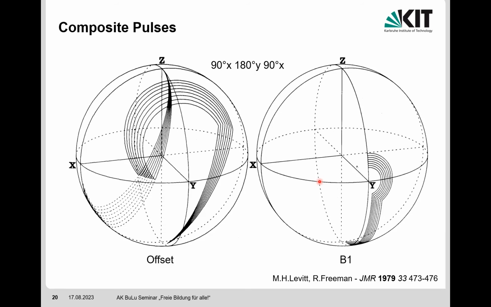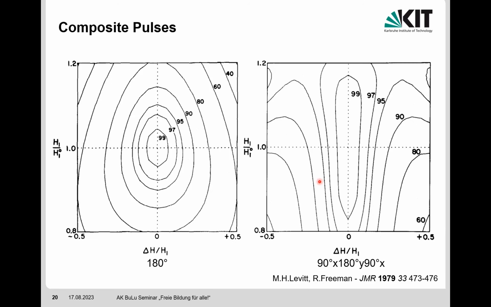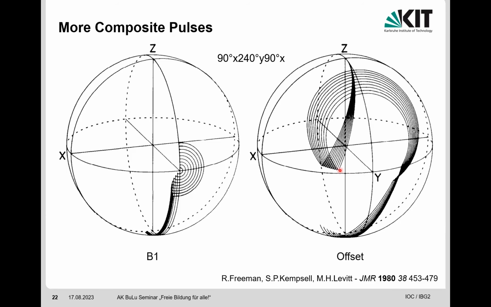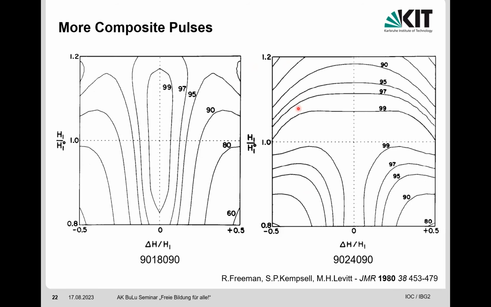And this idea is really a great achievement. Today, 1.2 gigahertz spectroscopy would not be possible without these composite pulses. And we use them every day. This was the beginning in 1979. Yeah, just the bandwidth. More and more composite pulses were developed like this 90, 240, 90, which had slightly better performance. So this is the original 90, 180, 90, and this is the 90, 240, 90. You see it works better, although you do not see it from the pulse directly.